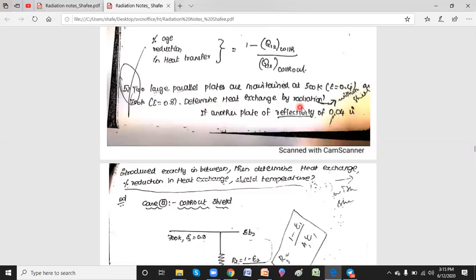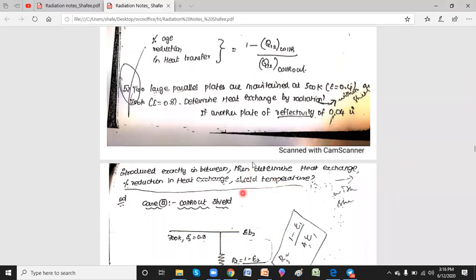Determine the heat exchange by radiation without shield. Then, if a third plate, nothing but your shield, with reflectivity or emissivity, it doesn't matter, epsilon 3 given as 0.04, is introduced exactly in between, determine the heat exchange, the percentage reduction in heat exchange, and the shield temperature. Because we know that T1 is one plane temperature and T2 is the other plane temperature, 500 and 750, but I don't know what T3 is.